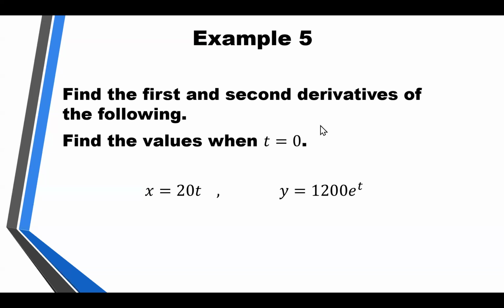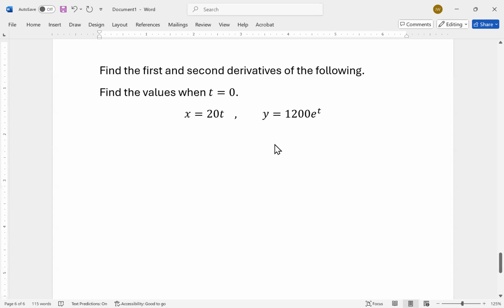Let's do the same concept. Let's find the first and second derivatives of the following pair of parametric equations, and then find values when t is 0. We will not find vertical or horizontal tangents for this one. I'm going to jump right into it. If you want to, you could push pause and do it on your own.